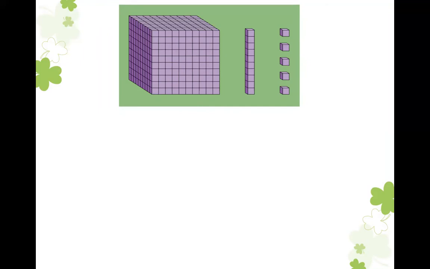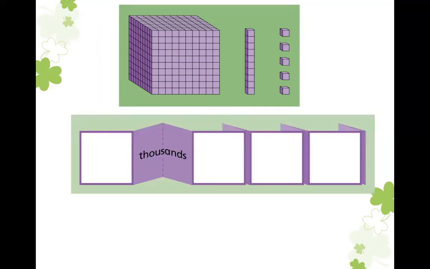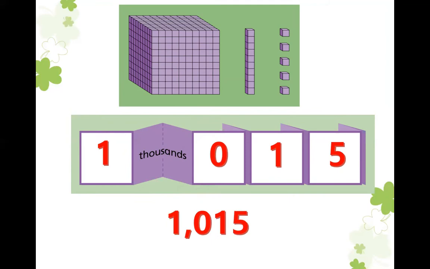Okay, so look at the picture block and the expander. How many ones do we have? 5 ones, 1 ten. Do we have hundreds? No. Okay, so it should be 0. And how many thousands? 1. So we read that as 1,015. Again, 1,015. All right, good job. Next.